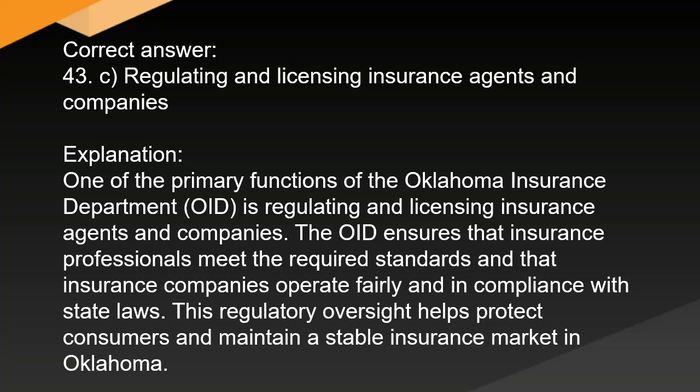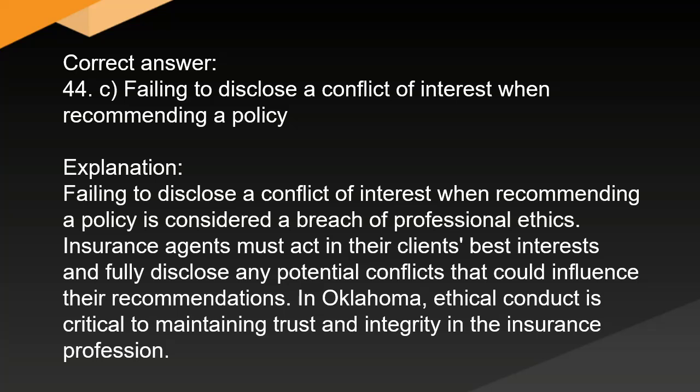Correct answer: C. Regulating and licensing insurance agents and companies. Explanation: One of the primary functions of the Oklahoma Insurance Department, OID, is regulating and licensing insurance agents and companies. The OID ensures that insurance professionals meet the required standards and that insurance companies operate fairly and in compliance with state laws. This regulatory oversight helps protect consumers and maintain a stable insurance market in Oklahoma.